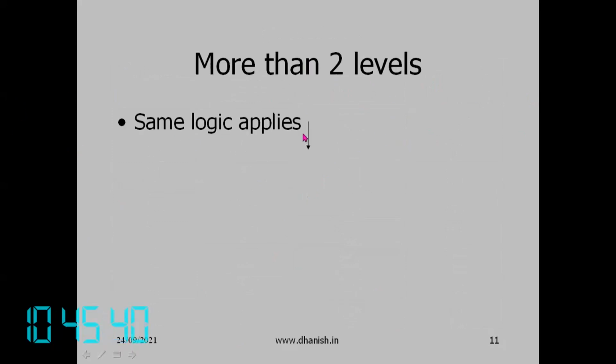For more than 2 levels, the same logic applies. So if the first variable has 3 levels, you will go -1, 0, 1 like that, or low, middle, high like that. Or if it is a second variable, the first variable you will complete, then second variable low, then second variable middle, then second variable high, like that. Okay.